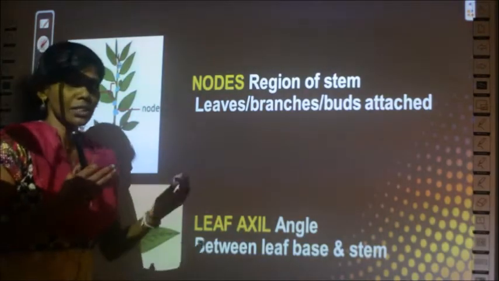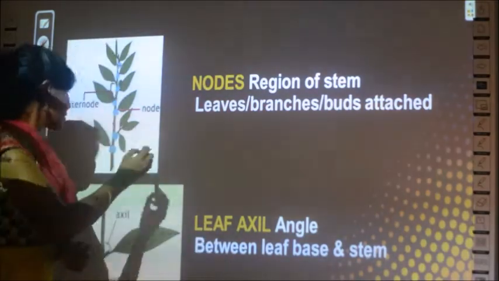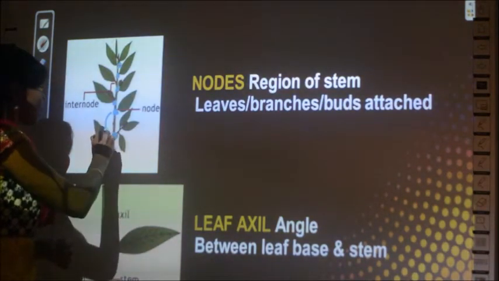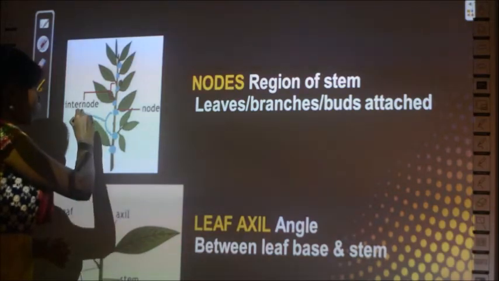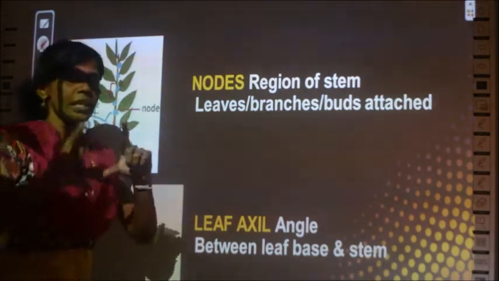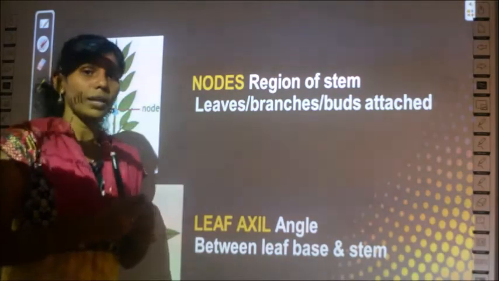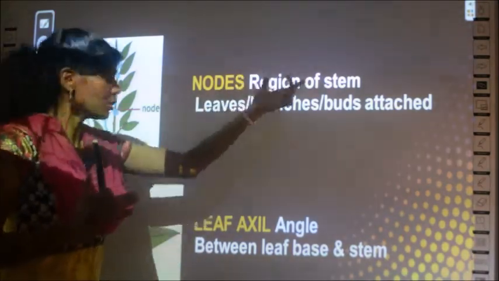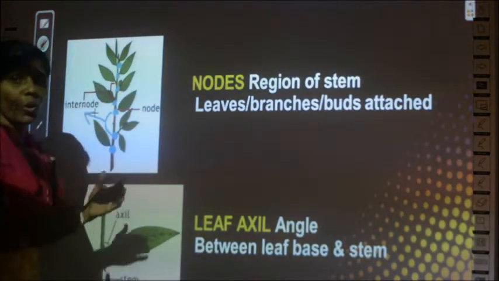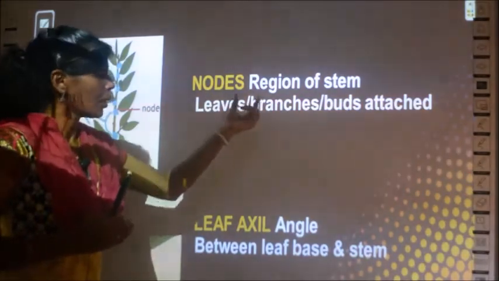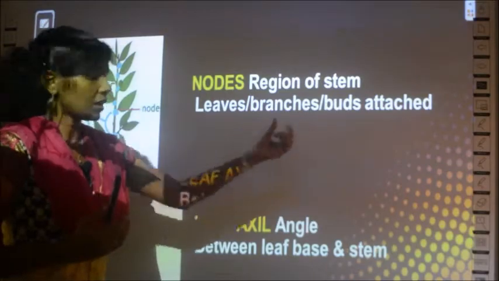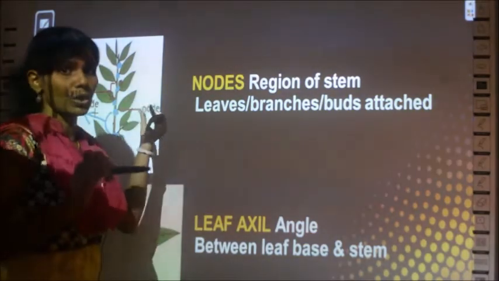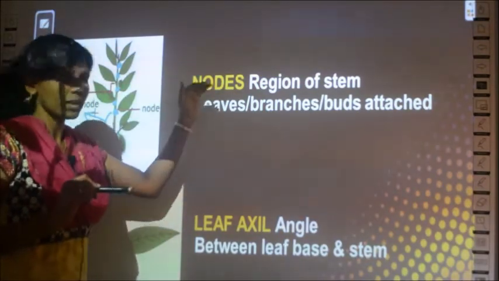And the distance between two nodes. Here is one node and here is one node, right? So the distance between these two is called the internode. So if there are two nodes, the distance between them you call internodes. So what does it mean? Nodes means the region of the stem where either leaves or branches or buds are attached. If something is attached, that point of the stem is called a node. Are you clear with this term?